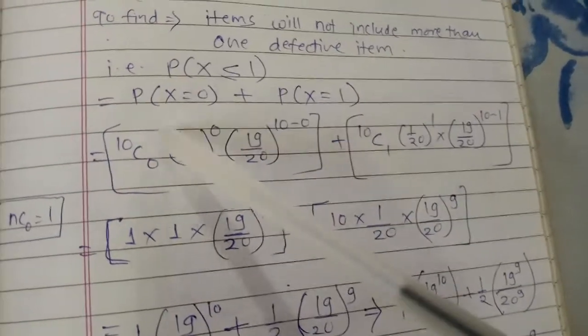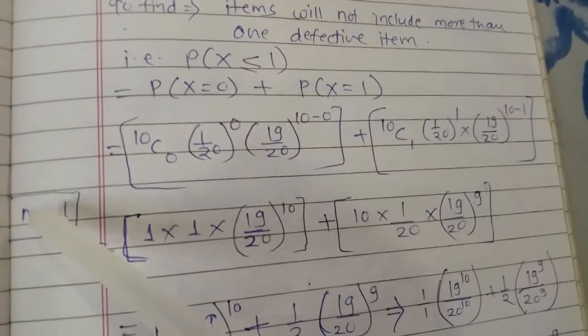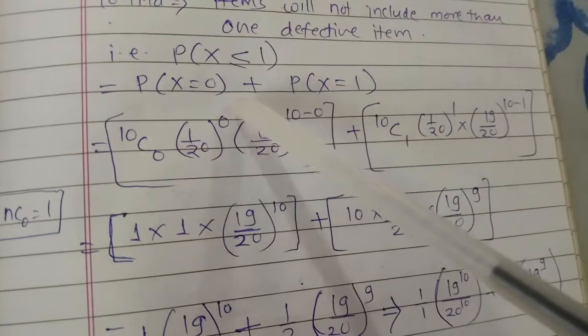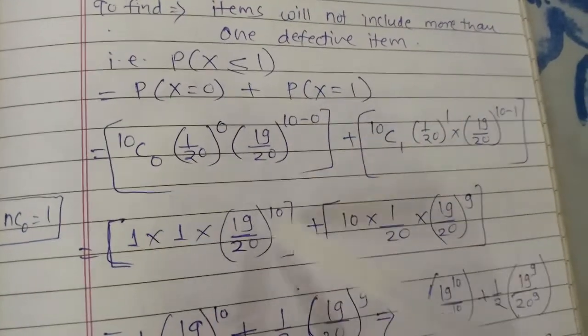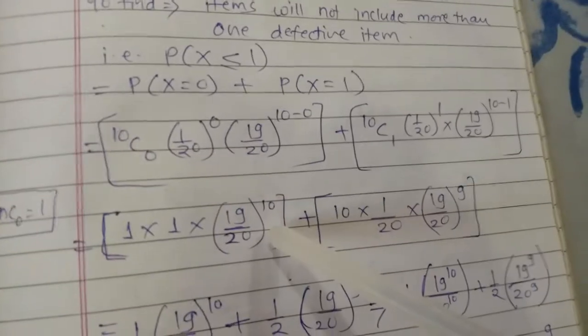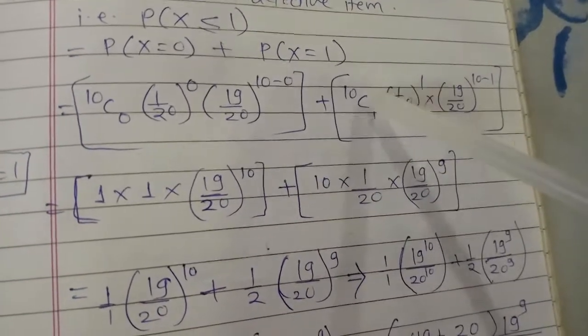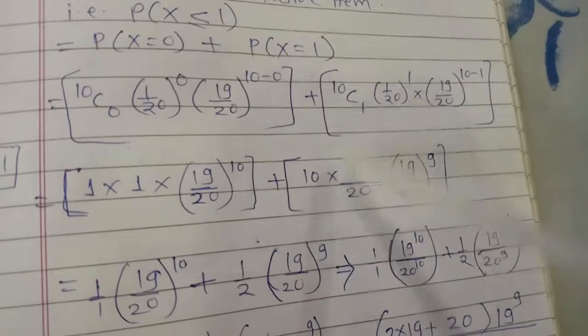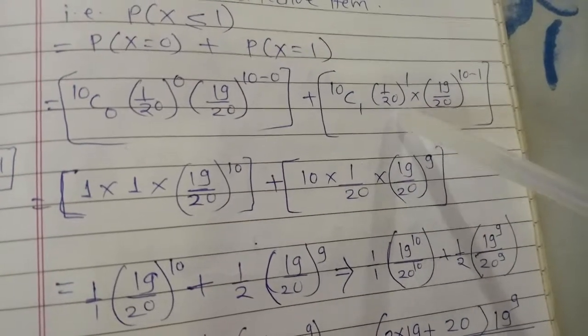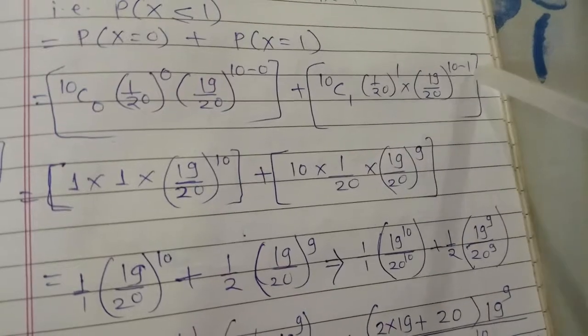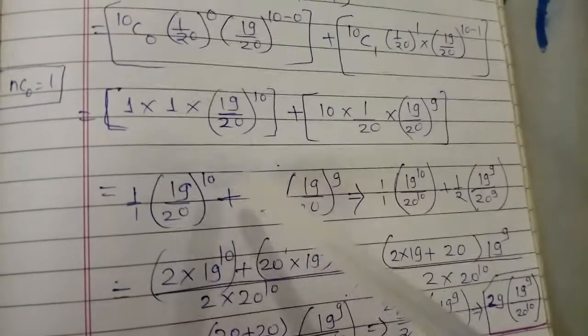Now we are going to solve this one. So you know the formula, nC0 is 1, so the value we put here is 1, and anything raised to 0 is 1. So (19/20) raised to 10 minus 0 is 10. Here 10C1 is again 10, by using the formula, and 1 by 20, and 19 upon 20 raised to 10 minus 1, that is 9. So see how we can solve.